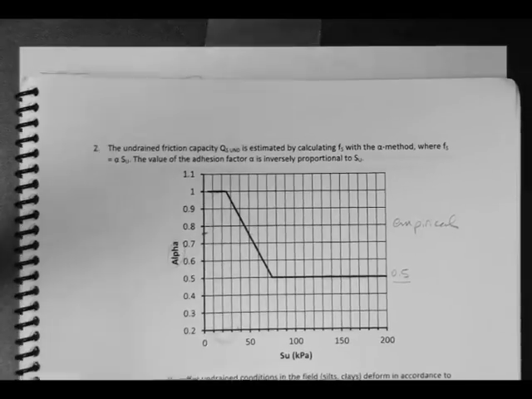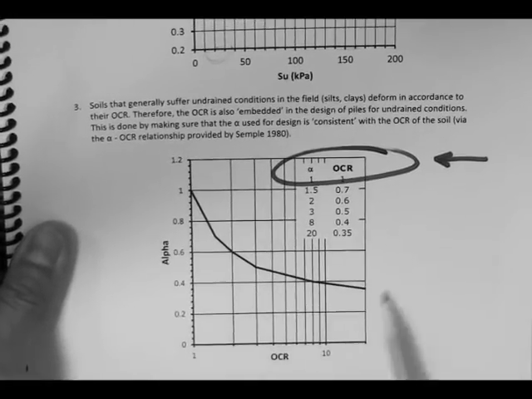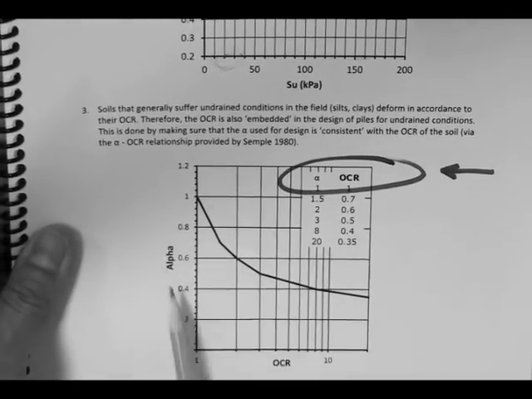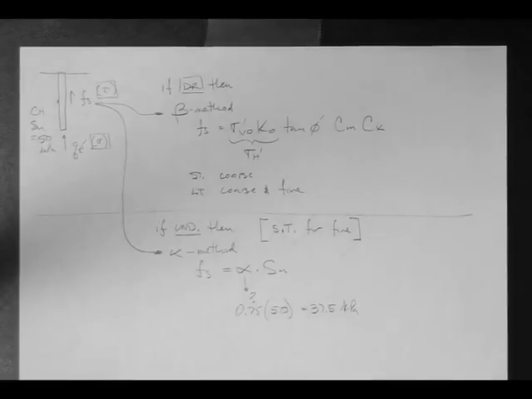Okay? Now, below this plot, there is another plot. We're going to talk about that later on, so you can ignore this OCR alpha plot for now. So just concentrate on this top one. Okay, so let's do an example.